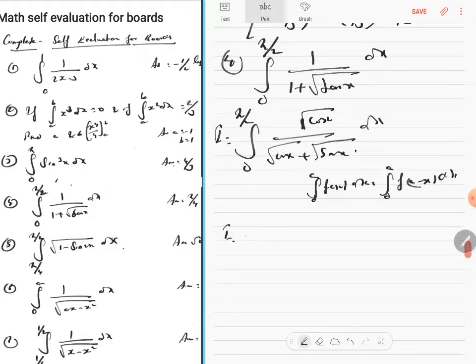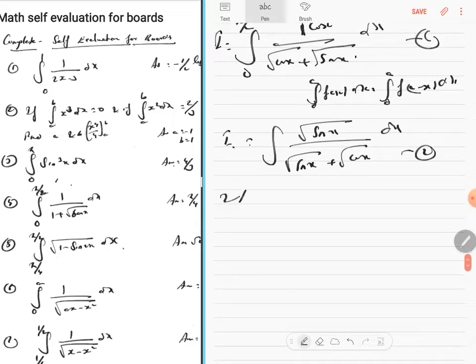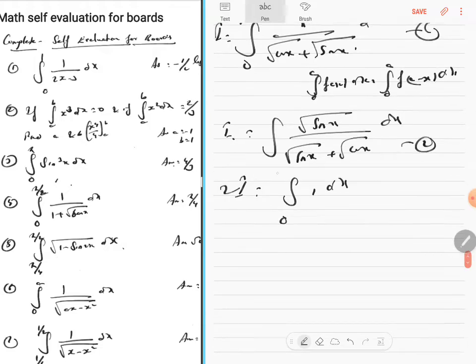Let's use that property. This will also be I, where it will be root sin x by root sin x plus root cos x. The denominator is going to be the same, so you can add this equation and this equation. These two I's give 2I is equal to 1 dx. The rest gets cancelled, and you integrate 1 dx from 0 to pi by 2. So 2I is equal to x integrated from 0 to pi by 2. So I, therefore, is pi by 4.